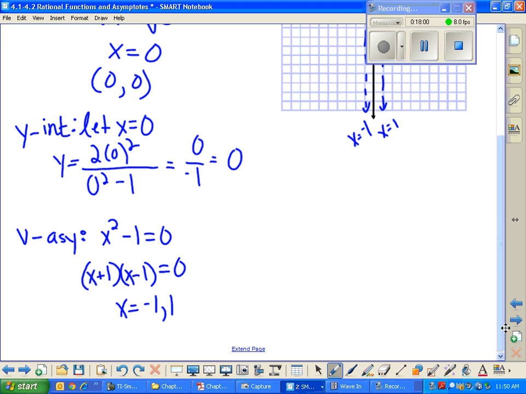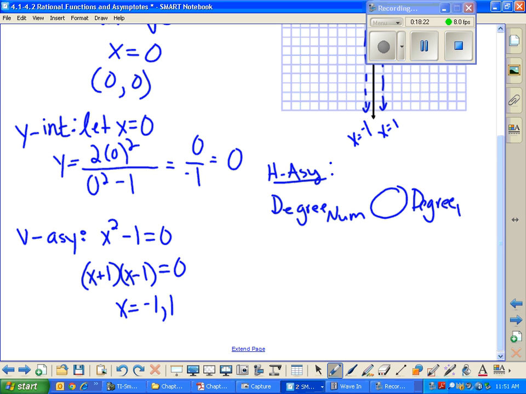To establish the horizontal asymptote, you need to make a comparison between the degree of the numerator and the degree of the denominator. So this is me doing my horizontal asymptote. I'm going to identify the degree of the numerator and make a comparison with the degree of the denominator. Remember, the degree is the largest exponent.